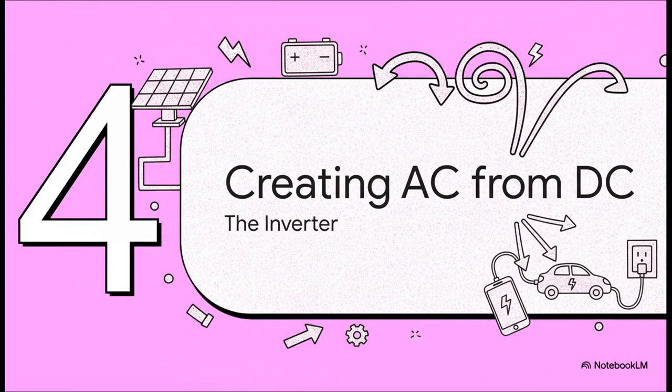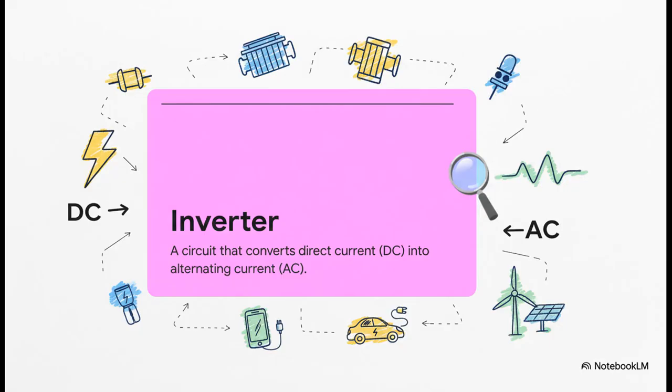All right, now for the reverse. Let's flip the script. How do you run your AC-powered refrigerator from a DC battery during a blackout? Or how does a solar panel, which only produces DC power, feed that energy into the AC grid? Well, for that, we need our third type of circuit. And that circuit is called an inverter. Just like the name implies, it does the exact opposite of a rectifier. It takes a steady one-way flow of DC and masterfully choreographs it back into the back-and-forth flow of AC.